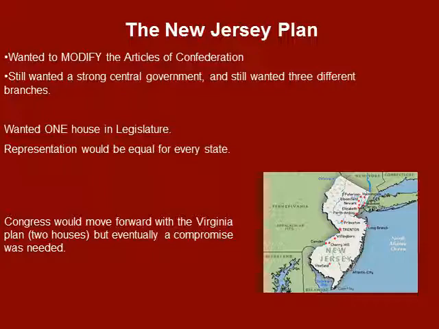So the New Jersey Plan was less of a departure from the Articles of Confederation. They still wanted a stronger central government, and they still wanted three different branches, but they wanted a one-house legislature, so only one house, and then representation would be equal for every state. So every state would have the same power in Congress.